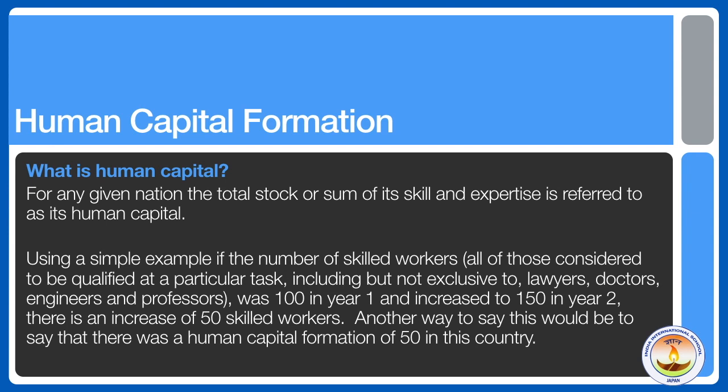So what does that mean? Well, that means we've increased the number of skilled people in our society by 50 in a single year. So our human capital formation in this country in this year was 50.